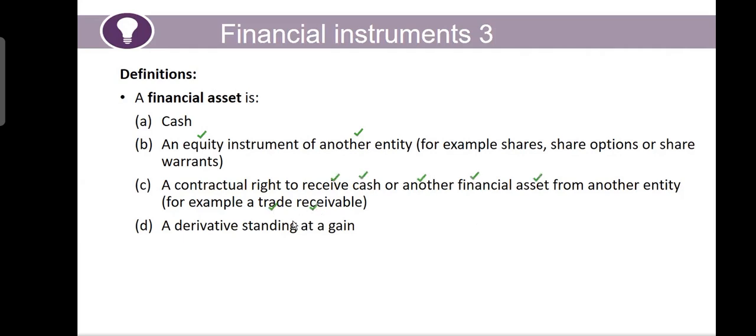For example, trade receivable. So you have a trade receivable in which a customer promises to either pay cash or pay something else in return. And it is a derivative standing at a gain. Here we come up, what is a derivative? A financial asset could be a derivative standing at a gain.